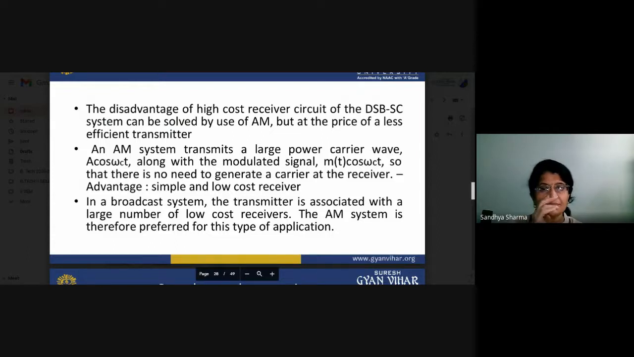In the AM system, transmit a large power carrier wave, A cos omega ct, along with the modulated signal m(t) cos omega ct, so that there is no need to generate a carrier at the receiver. So you have to pay again if you want to generate the carrier signal. It is a very simple task which is given to you. In a broadcast system, the transmitter is associated with a large number of low cost receivers. So the AM system is therefore preferred for this type of application.